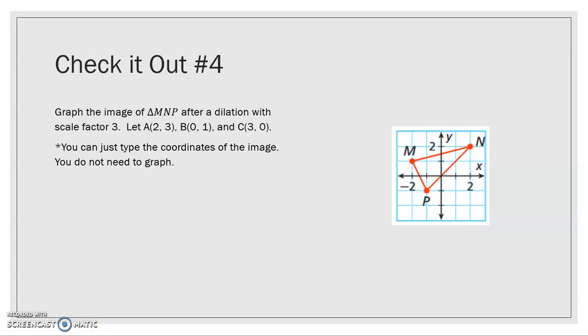Check it out. Number 4 asks you to graph the image of triangle MNP after a dilation with a scale factor of 3. They gave you A is 2, 3, B is 0, 1, and C is 3, 0. Now, again, because you're using a Google Doc, I wouldn't expect you to graph this for me, but you can just write the new coordinates on your Google Doc. You don't actually need to show the graph. If you wanted to, you could take a picture and put it in, but you don't have to.